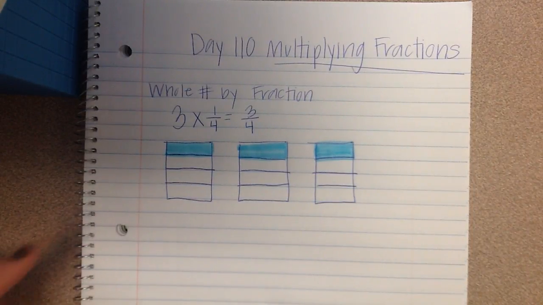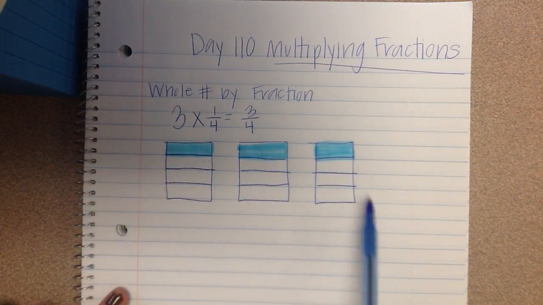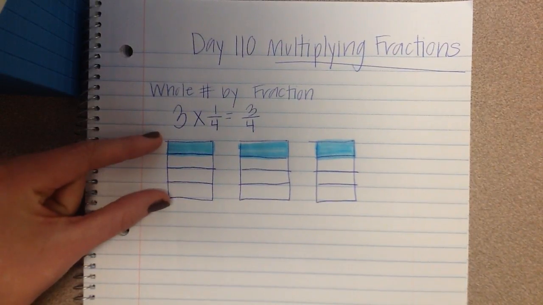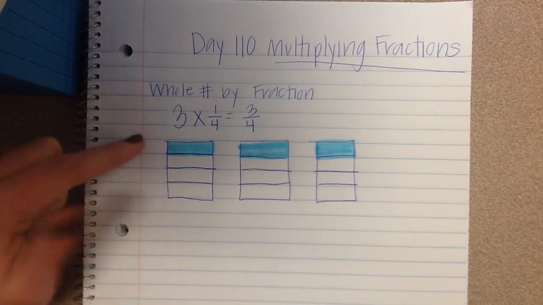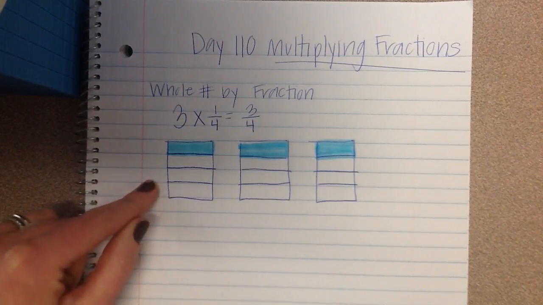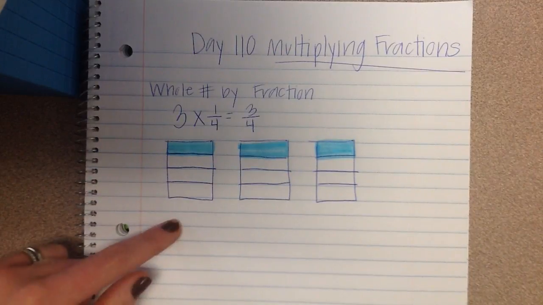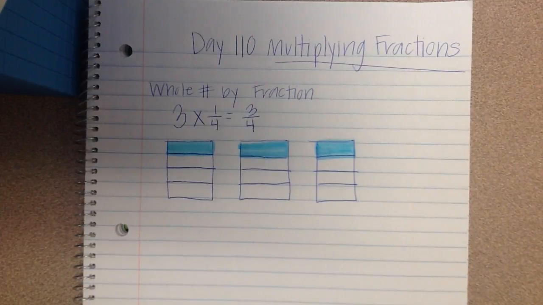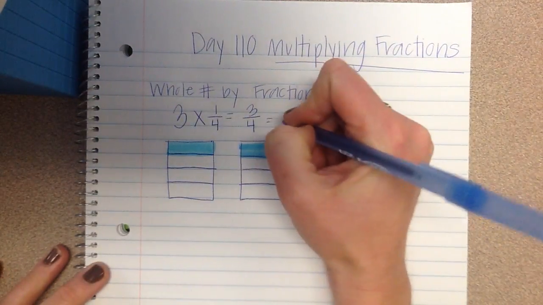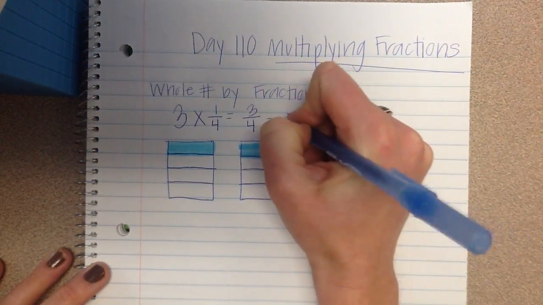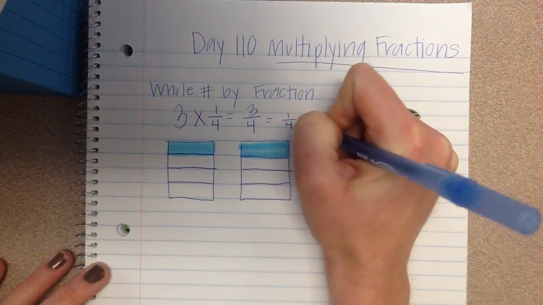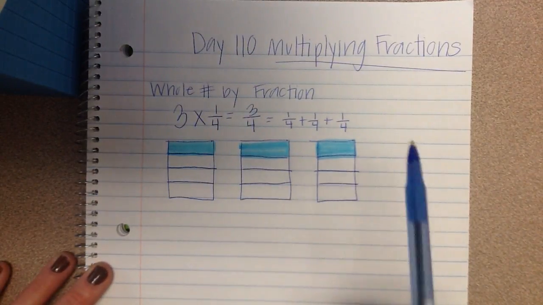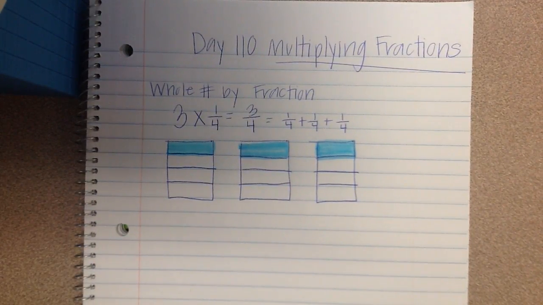So what that means is the reason that we're counting by fourths is because each one whole is broken into fourths. I see where you could say 12, but these aren't broken into twelfths. These are broken into fourths. And we have 1, 2, 3. We have 3 fourths. This also could look like this: 1/4 plus 1/4 plus 1/4. Okay? 1/4 plus 1/4 plus 1/4 equals 3/4. Let's do another one.